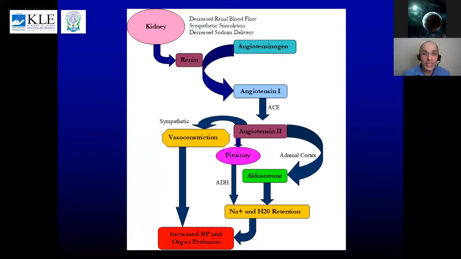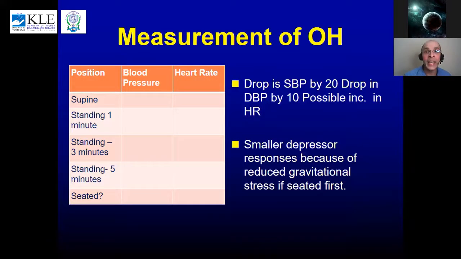Now, you can stop this pathway through multiple medications. You can give them ACE inhibitors. You can give them mineralocorticoid receptor antagonists that block aldosterone. You can give them diuretics. You can give them vasodilators. You can give them beta blockers. And all of these medications really lead to orthostatic hypotension.